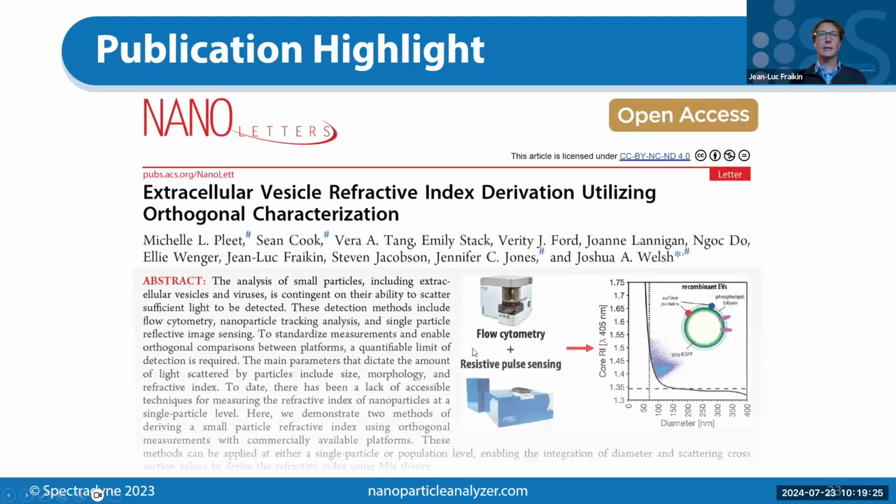I'll just draw your attention to this publication. The reason I like this one, from the NIH, Dr. Jones and Dr. Welsh from the NCI, is because they really combine two orthogonal methods. They use conventional flow cytometry, a CytoFLEX instrument, with the Spectradyne ARC particle analyzer to generate new information, right? So they combine those two different views of what's in the sample to measure the refractive index of individual EVs this way. And it can't be done with one perspective alone, right? So this is a cool paper. I encourage you to go check it out.